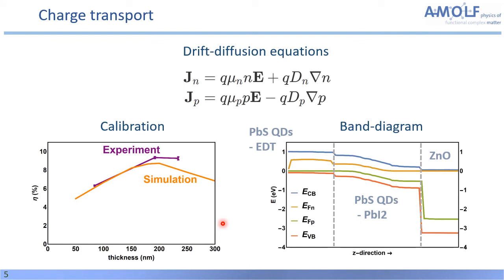And just for your reference, what you see here on the right is basically the band diagram of the quantum dot solar cell. And you see that you have bending across most of the active layer, which makes sense for this kind of solar cell as it's a depleted heterojunction solar cell, meaning that your depletion region covers a considerable range of your absorber material.